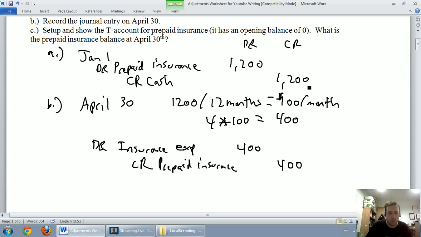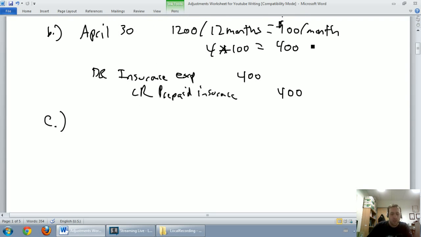Let's just wrap this problem up by doing part C. C says, set up and show the T account for prepaid insurance. It has an opening balance of 0. What's the balance on April 30th? Basically, they're saying, how much insurance do we have left on April 30th? We can do this a lot of ways, but I'll do it the way they've suggested.